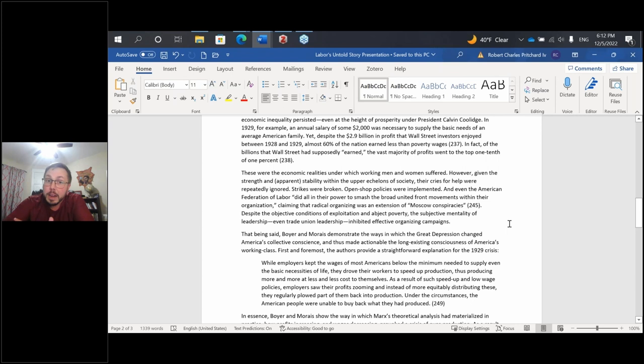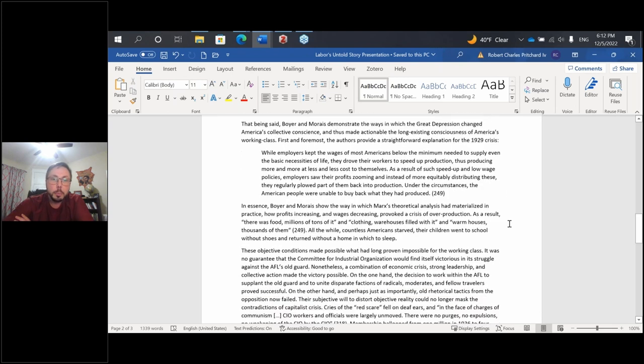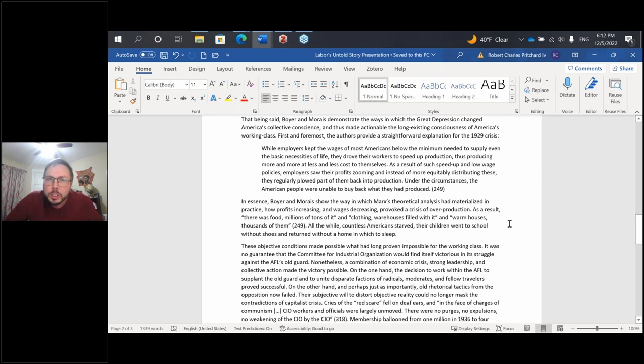However, given the strength and apparent stability within the upper echelons of society, their cries for help were repeatedly ignored. Strikes were broken, open shop policies were implemented, and even the American Federation of Labor, quote, "did all in their power to smash the broad United Front movements within their organization," claiming that radical organizing was an extension of, quote, "Moscow conspiracies." Despite the objective conditions of exploitation and abject poverty, the subjective mentality of leadership, even trade union leadership, inhibited effective organizing campaigns. That being said, Boyer and Morais demonstrate the ways in which the Great Depression changed America's collective conscience, and thus made actionable the long-existing consciousness of America's working class.